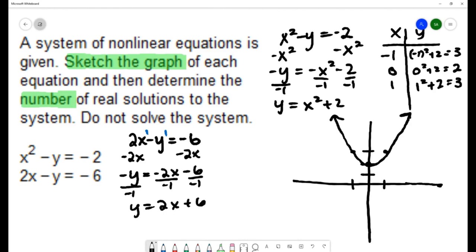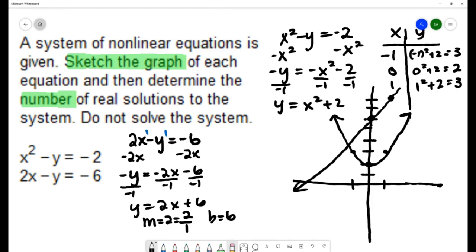Now this equation is written in slope-intercept form. So it has a slope of 2, which I'll write as a fraction, that's 2 over 1, and a y-intercept of 6. So b is 6. So I'm going to find that y-intercept. 1, 2, 3, 4, 5, 6. And it has a slope of 2, so I'm going to rise 2 and run 1 to get to a second point on the graph, and then connect those 2 points with a straight line.